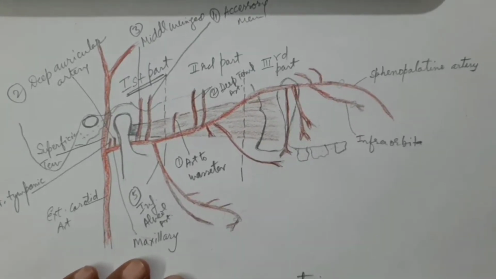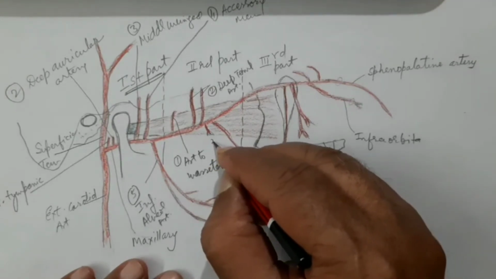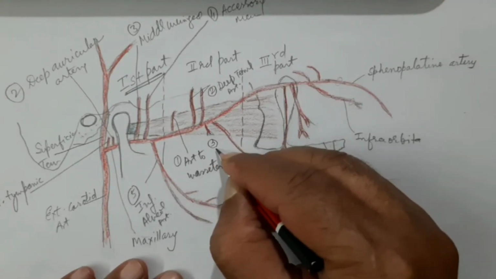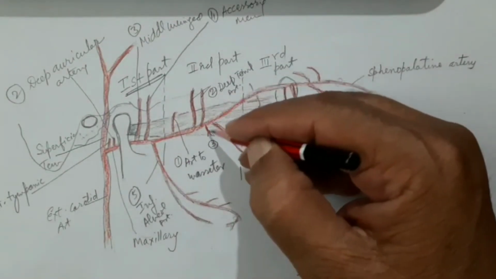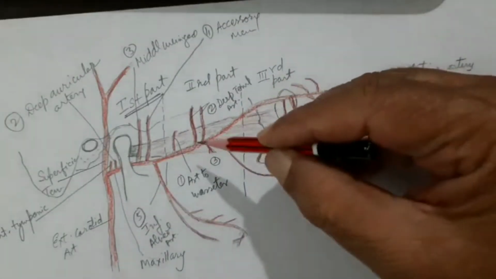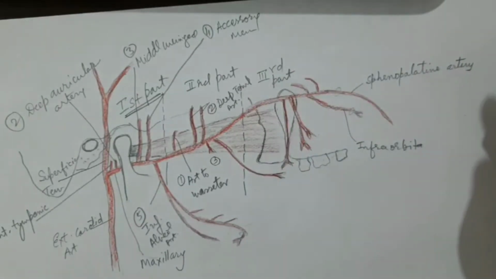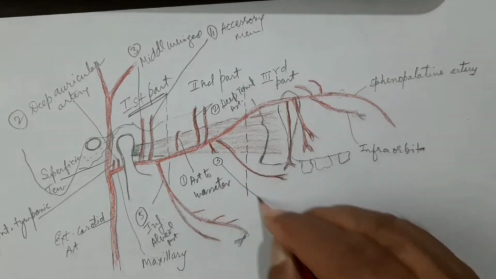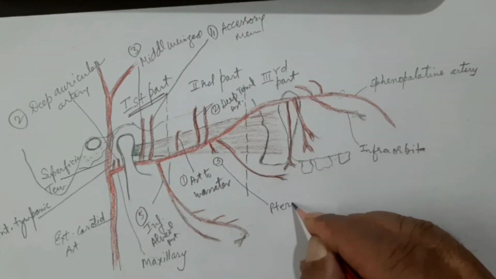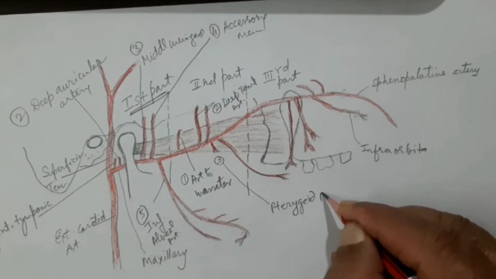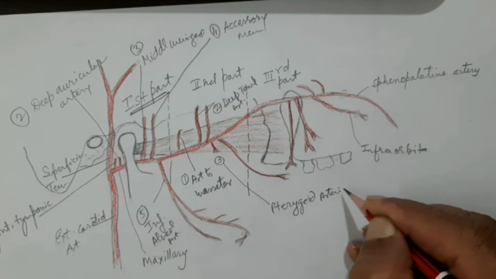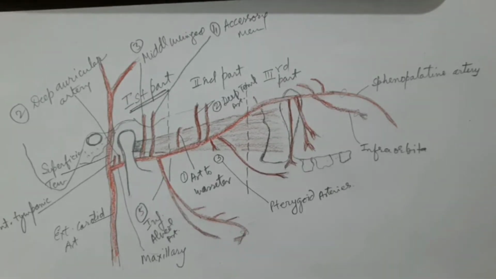And then the third branch comes here. This is the third branch from the second part, and this is the pterygoid arteries. I have just drawn one. There may be multiple, going and supplying the lateral pterygoid muscle. That's why it is called the pterygoid artery. Just I will name it here. Pterygoid arteries. Not artery, arteries, because they may be multiple.